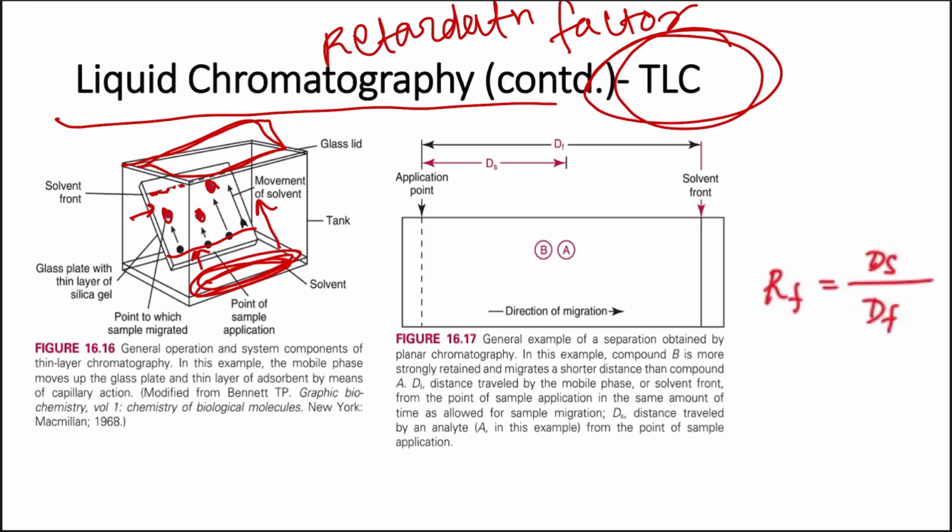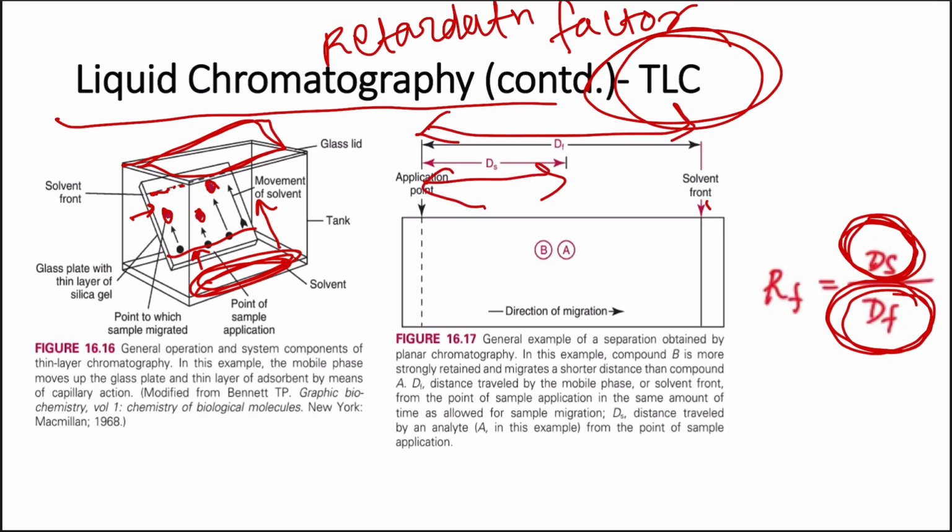As I have already mentioned about the retention factor, the retardation factor is basically the ratio of the distance traveled by that particular component in the analyte to the distance traveled by the mobile phase, that is the solvent front. Here you can see this is the distance traveled by that particular component, ds, and this is df, the distance traveled by the solvent, that is the mobile phase. So this is about thin layer chromatography.